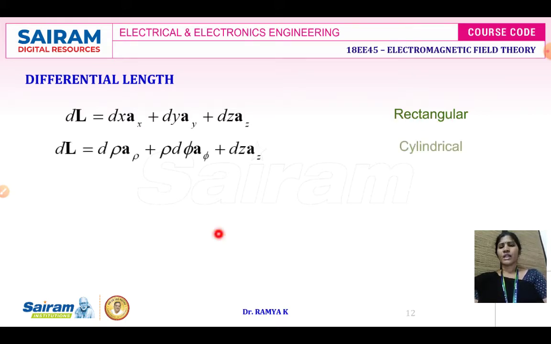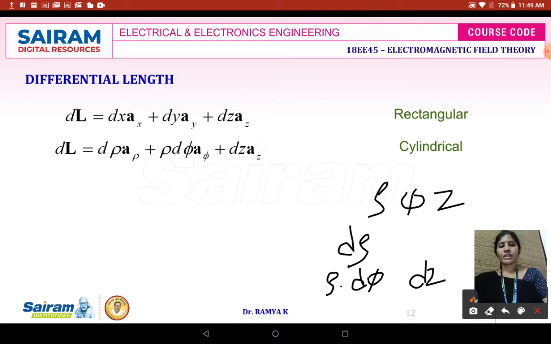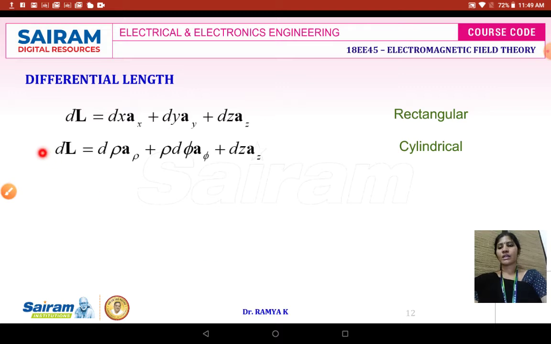Next, in the cylindrical coordinate system, the three coordinates are rho, phi, z. Here rho varies only with d rho, whereas phi varies all along the rho axis, so we get rho d phi, and z varies only with dz. So we get the cylindrical differential elemental length as dl = d rho a rho + rho d phi. Why? Because the phi angle varies starting from the x axis throughout the rho axis, so we get rho d phi.